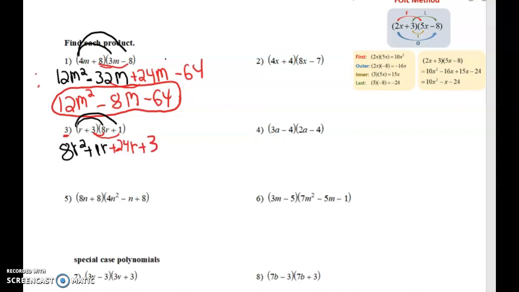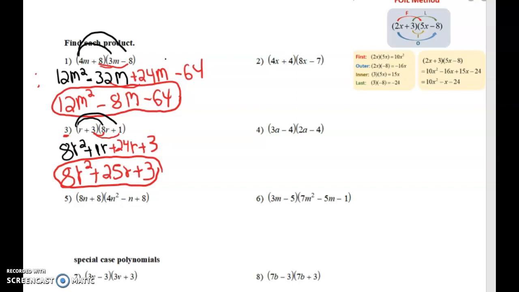Trick with this, guys, is just to stay neat, okay? Which, as you could tell on my videos, my handwriting is not the neatest, but I give it my best try there. Okay, so we're going to have 25r as our middle term, plus 3. We have a trinomial again, okay? All right, I'm going to do one more for you. That's going to be number 5.